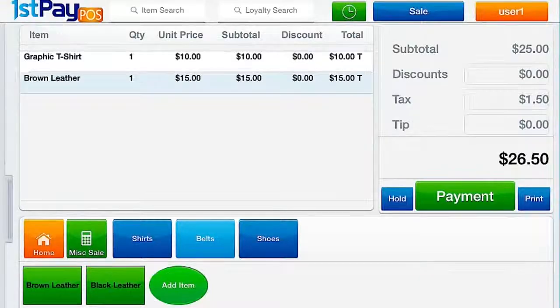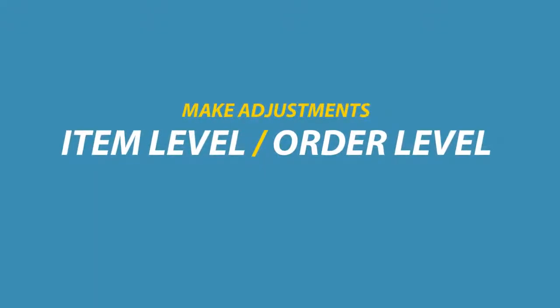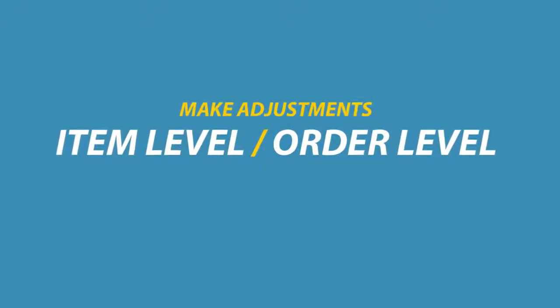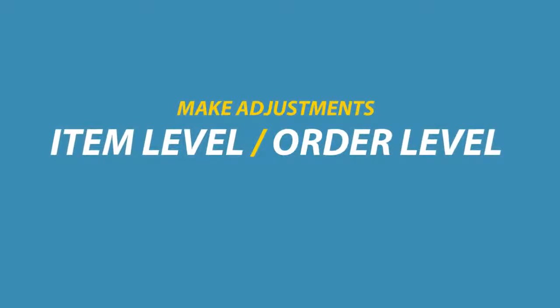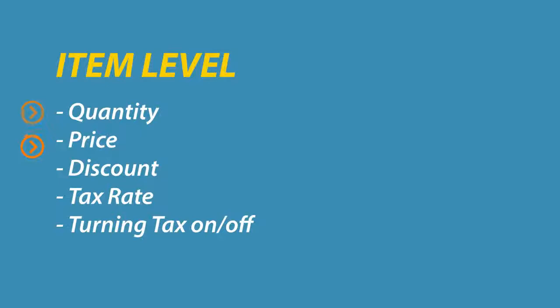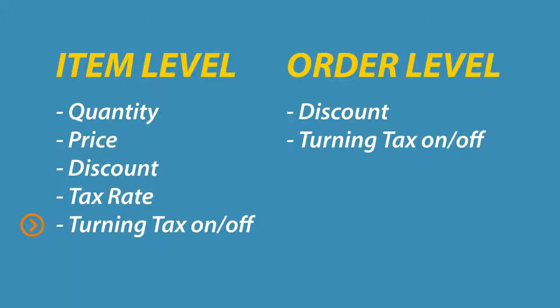Before finalizing a sale, you can make adjustments at the item level for a specific item or at the order level for the entire sale. Item level adjustments include editing quantity and price, adding a discount, editing the tax rate, and turning tax off for a specific item. Order level adjustments include adding a discount and turning tax off for the entire sale.